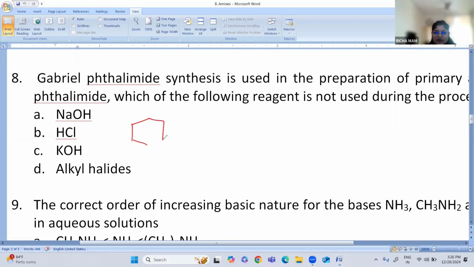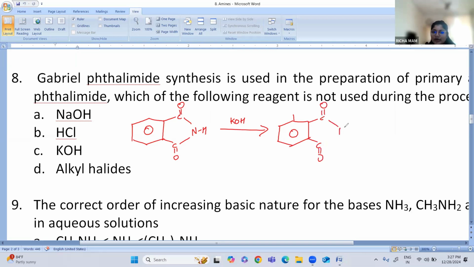Very, very important, Gabriel phthalimide synthesis. Okay, so this is your phthalimide. In the first step, you react it with KOH. What will happen? The rest will remain the same. You are going to get a potassium salt of phthalimide. Then, further, I am going to react it with alkyl halide. This will be replaced by your X, and R.